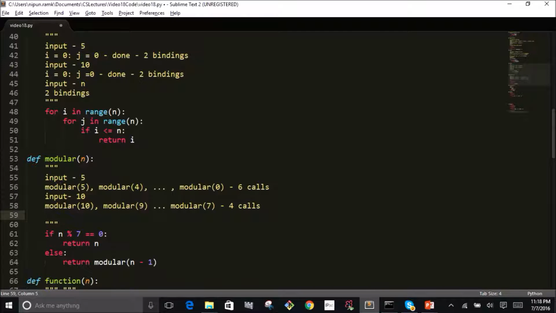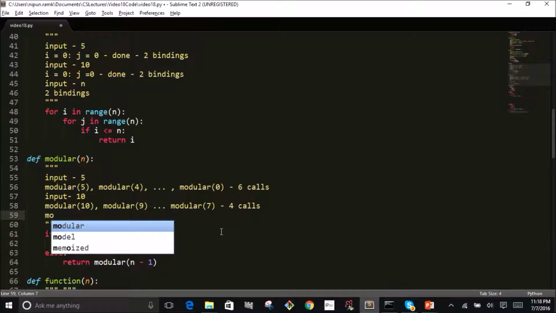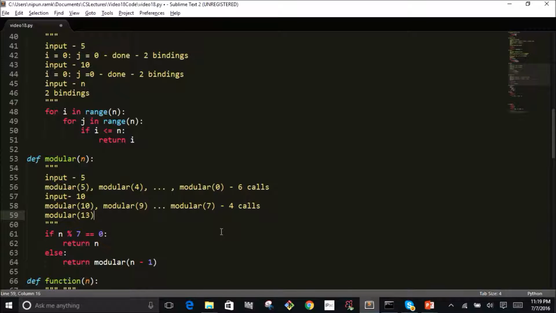Okay, let's see if we can think of a worst case example. Well, we know that it's going to stop when it hits a number that's divisible by 7. So what we're looking for is a number that's as far away as possible from a multiple of 7. One number I can think of is 13. 13 is pretty far from the next divisor.